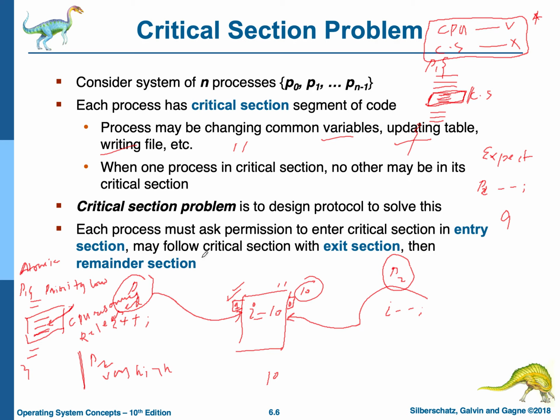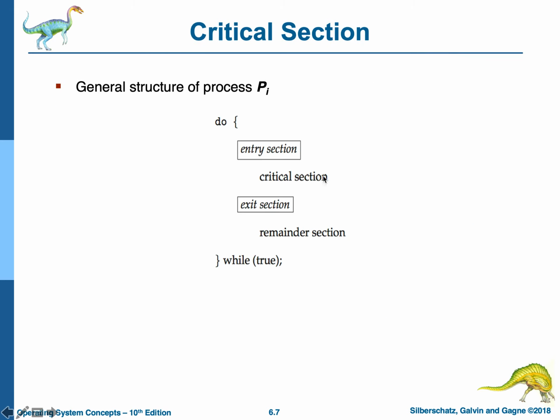Now each process must ask permission to enter a critical section, where we have an entry section, an exit section, and then the remainder section. Let's see the next slide. The general structure of a critical section is that there is an entry section and an exit section. Now if Pi goes into the critical section, the entry section gives a wait signal to others. And when it exits the critical section, it releases the resources and signals the remaining processes about the release of resources.